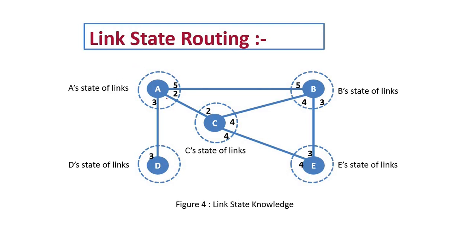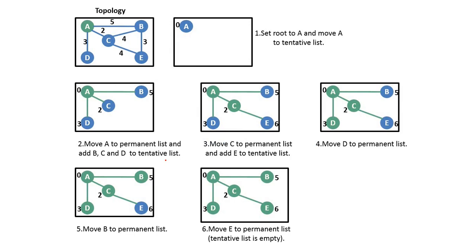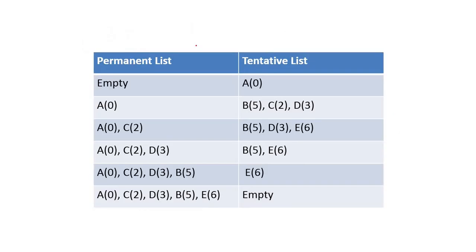So every node has information about the nearest nodes, like A has information: D is 3 units away, C is 2 units away, and B is 5 units away. So A has information regarding its 3 neighbor nodes. Same thing, every node has information regarding its neighbor nodes. Now first step, we will start from A. Set route to A and move A to the tentative list. We are using two lists, a permanent list and a tentative list. So first both the lists are empty, and we will put A into the tentative list.